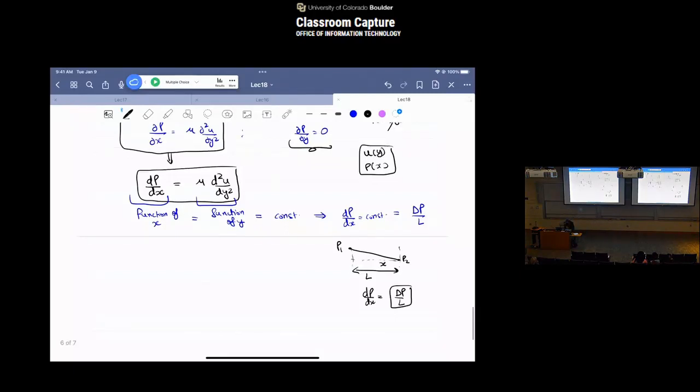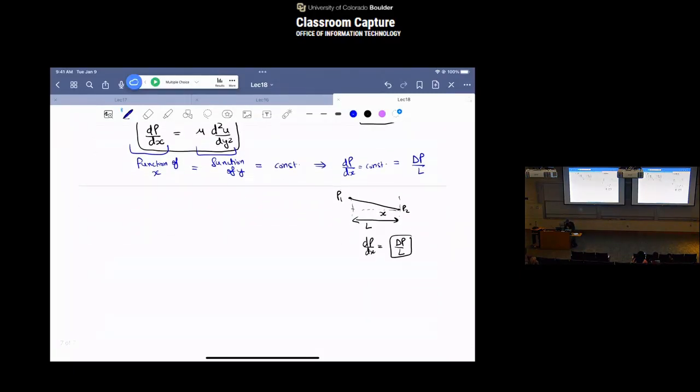So this means that we go from basically mu d square u by dy square is equal to delta p by L, okay? All right, mu d square u by dy square is equal to delta p by L. And the right hand side is constant. Delta P by L is just a number, right? I can now integrate in Y. So I need two boundary conditions because I have a second order equation in Y. So I need two boundary conditions.